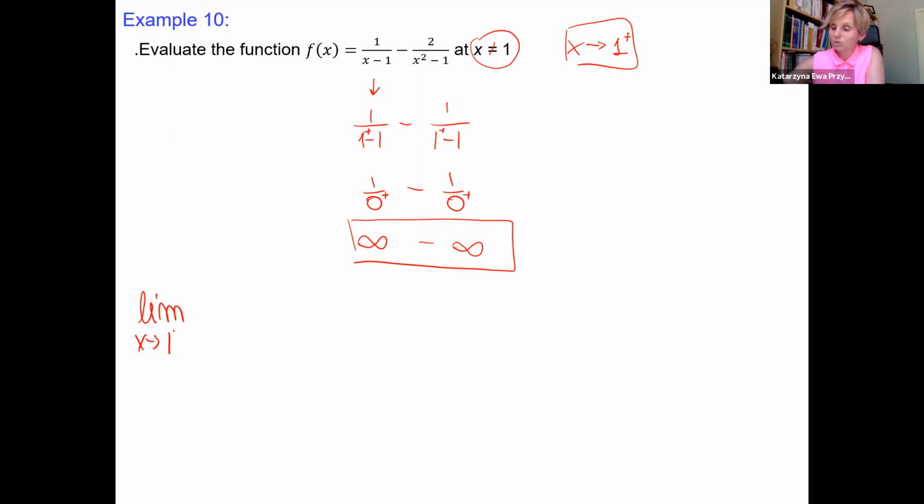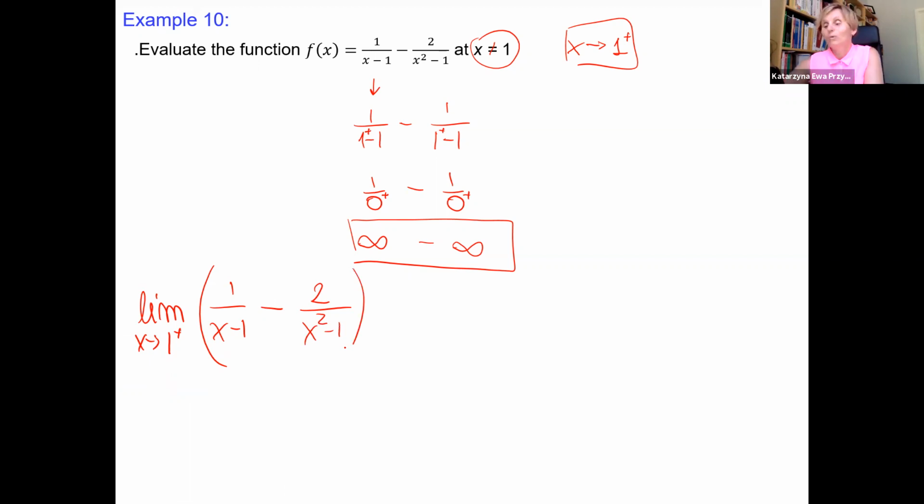Limit as x goes to 1, and let's say from the right-hand side. And this is a function. Let's see. Oh, no, it's not addition. Addition will give us no problem because actually infinity plus infinity is just infinity. Big number plus another big number is a big number. Okay, minus, and x squared minus 1.